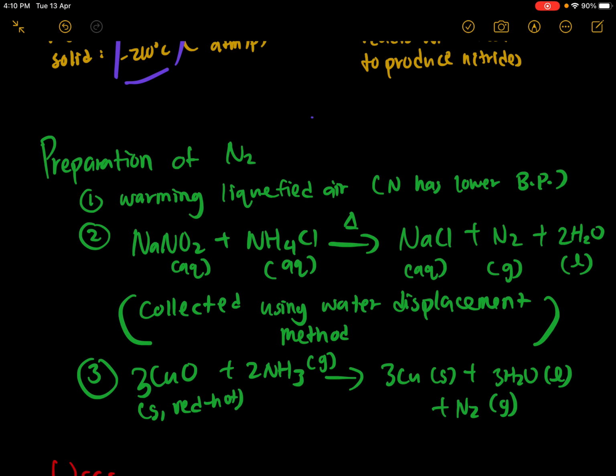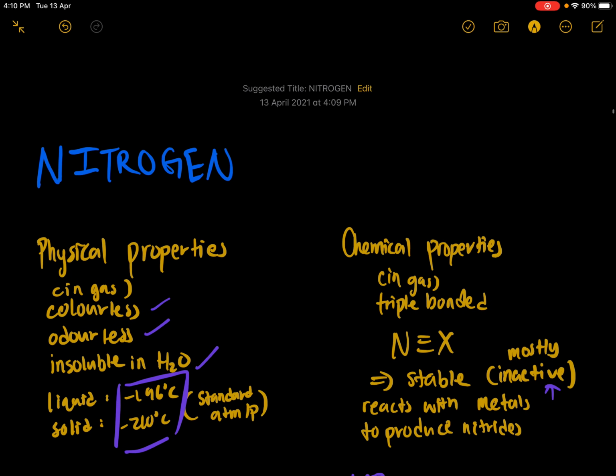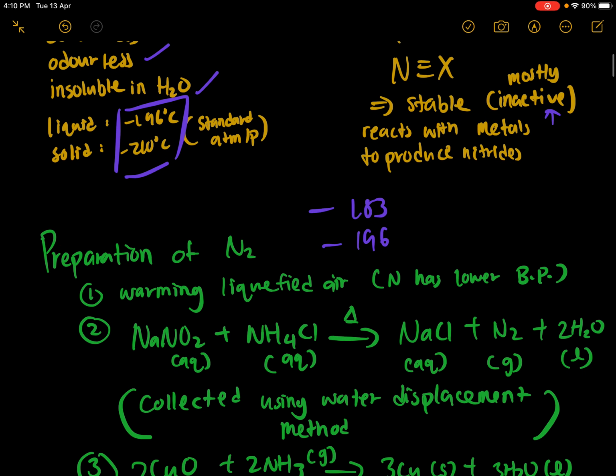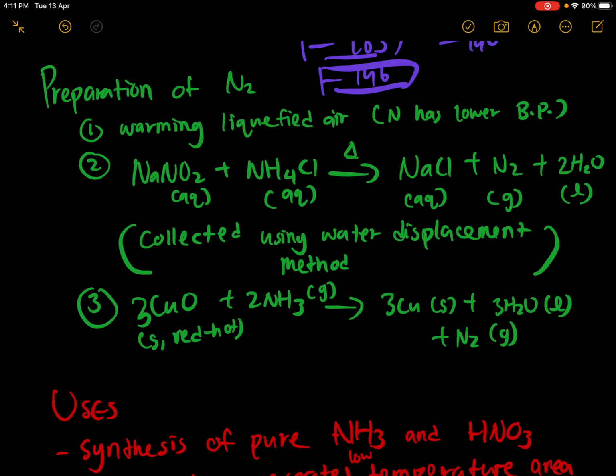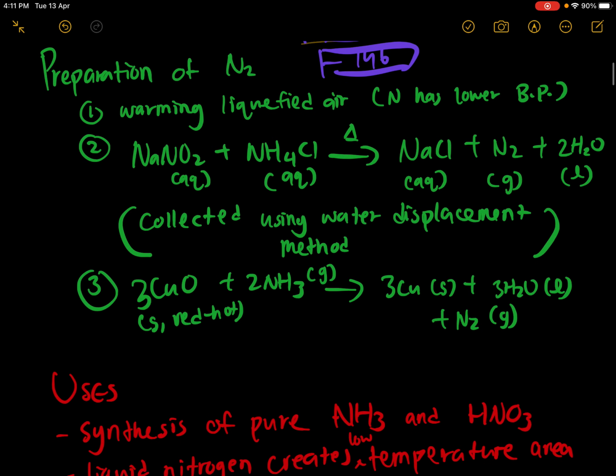What I mean is, I believe oxygen is -183 and nitrogen is -19 something, -196 I think. So if I were to heat it up to -190, only nitrogen will become gas. Oxygen will stay as liquid. So that's how you prepare N2 using liquefied air.